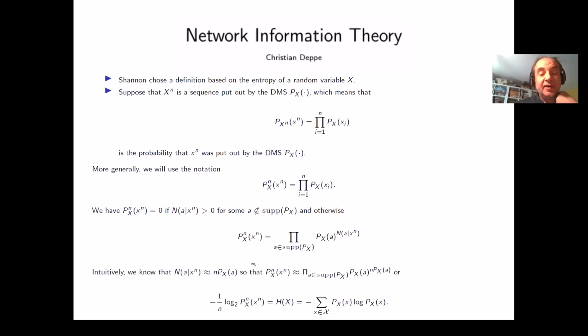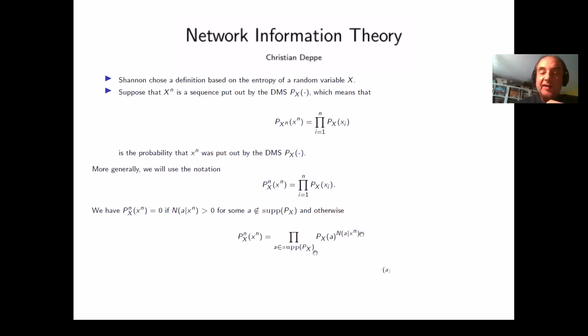Now we assume that the number of appearances of the letter a in x^n is approximately n times P_X(a). So that means if we put it into this formula, we replace this N_a(x^n) by n times P_X(a).